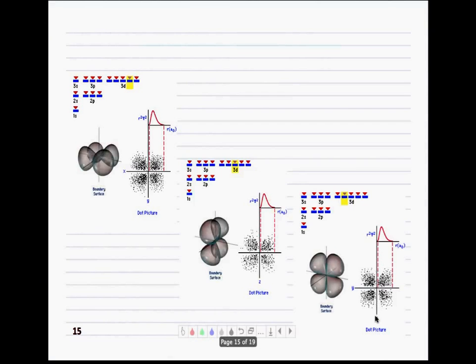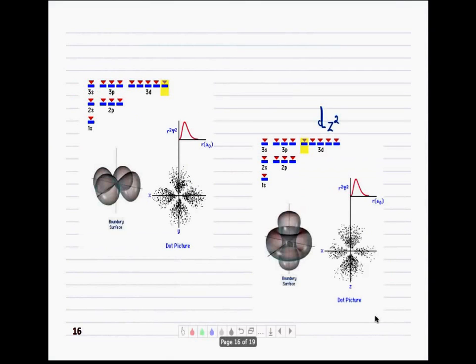This is also the other orbital. As you can see, this is the nodal plane in there. All of them look like a clover leaf, except this one, the dz squared, it looks a little bit different in shape, yet it is a d orbital. So this is a dz squared orbital.